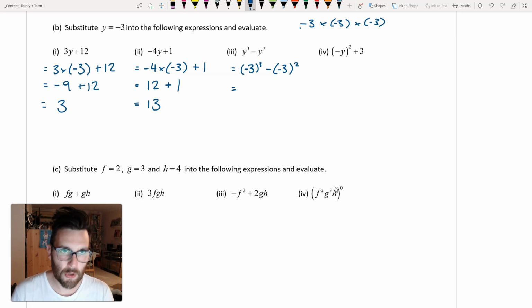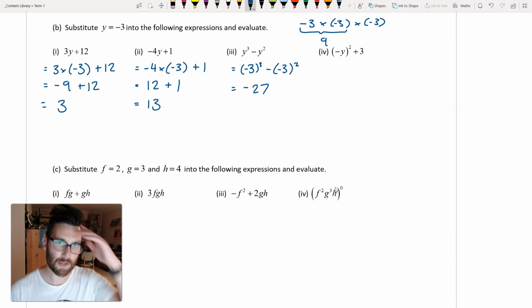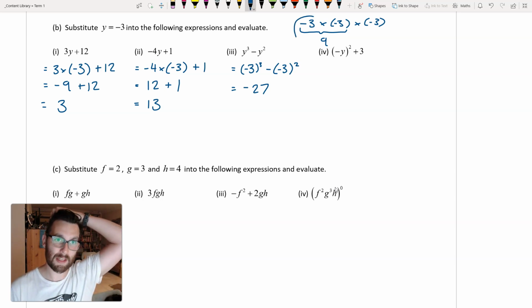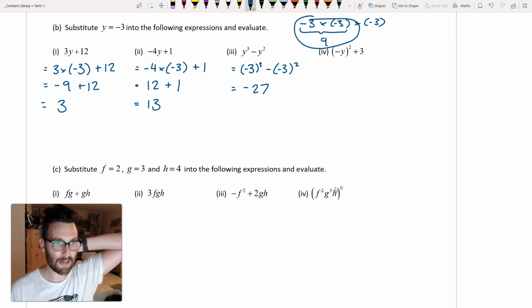All right, so negative 3 times negative 3 would be positive 9, but then 9 times negative 3 is going to give you negative 27 because it's a negative times a positive again. Whereas here we're doing negative 3 squared. So we just want this part for that. So negative 3 times negative 3. So we're going to take 9 away. Negative 27 take away negative 9 is negative 36.